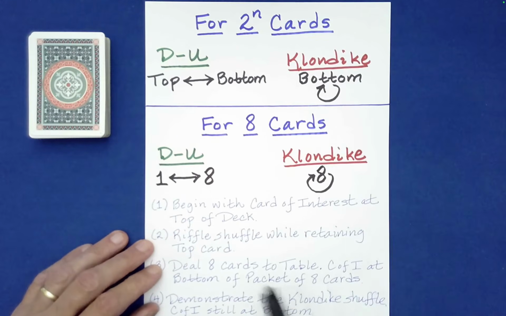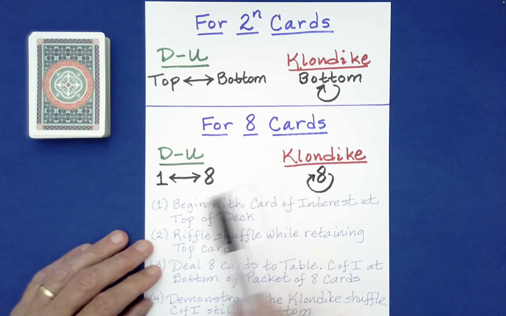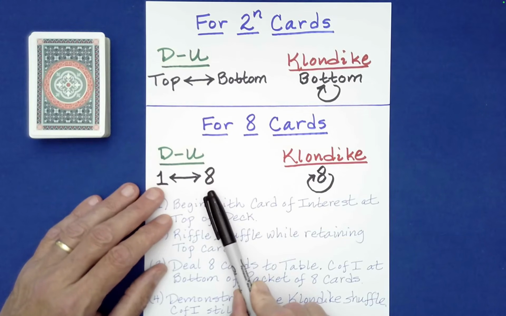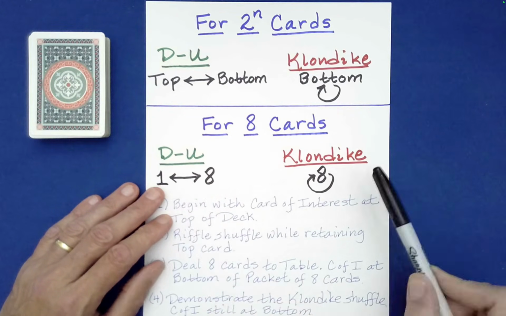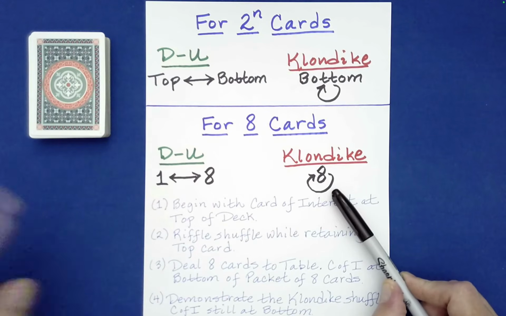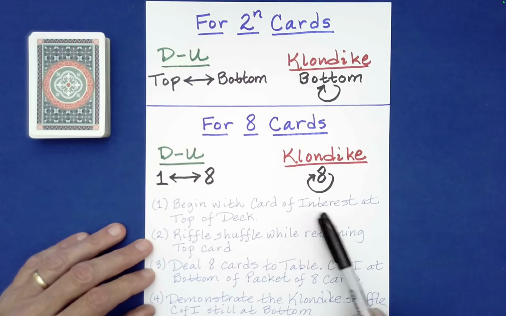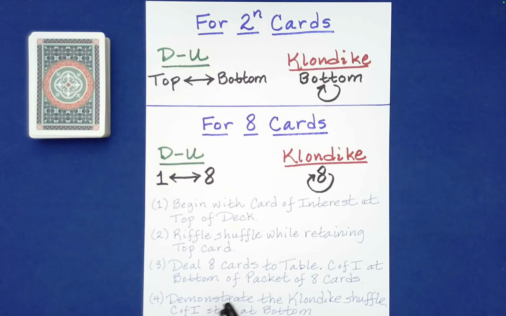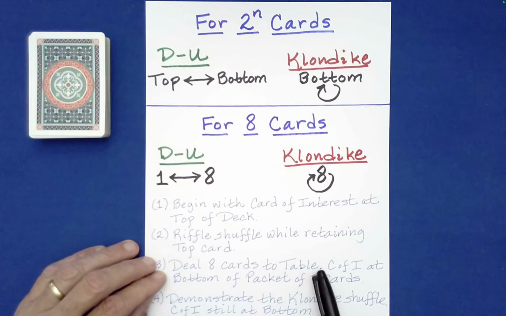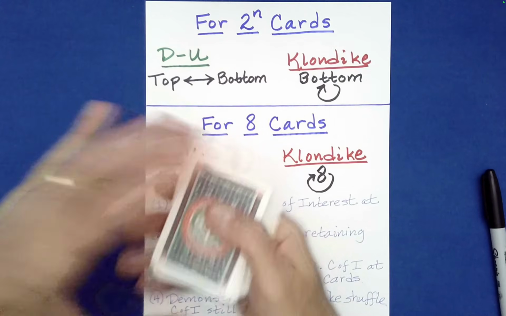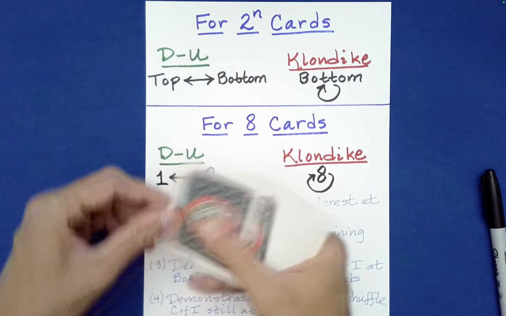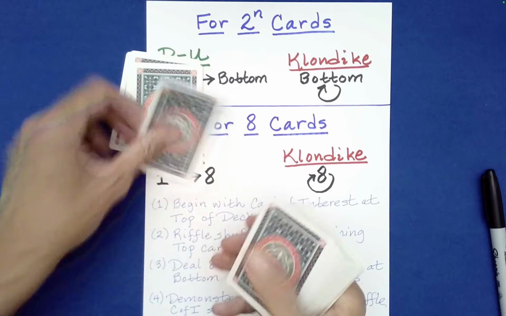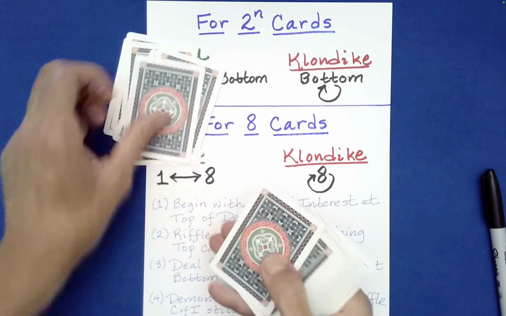Okay? So for a packet of 8 cards, in particular, the first and last cards, 1 and 8, will just switch places, and the 8th card will stay where it is. Okay, so you begin with the card of interest at the top, riffle shuffle while retaining the top card. Deal 8 cards to the table. Now, if we do that, remember the Joker's on top. So if I deal 8 cards to the table, we take from different places. Just make sure the first card gets set on the table.